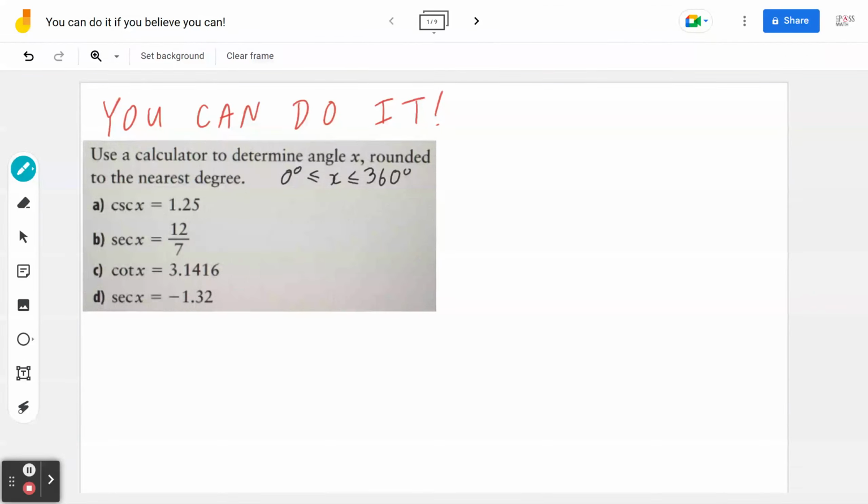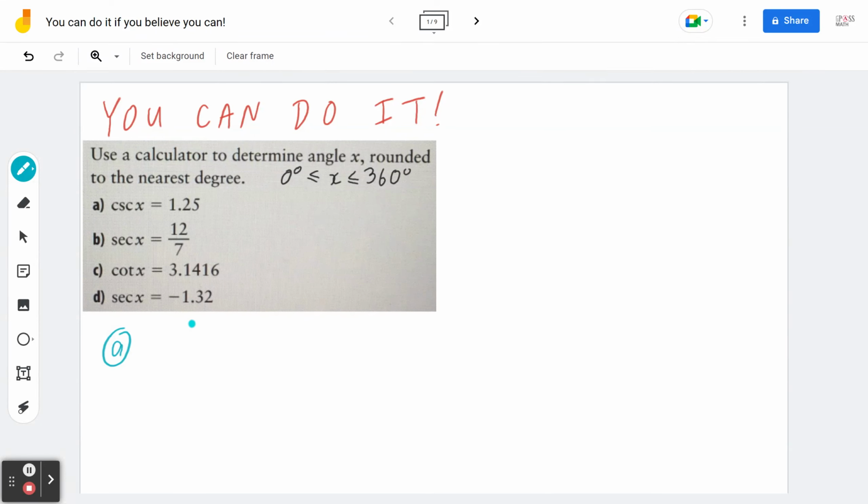Hi everyone, let's take a look at the following example. Use a calculator to determine angle x rounded to the nearest degree. Again, x is going to be between 0 degrees and 360 degrees inclusive. Part A, cosecant x equals 1.25.